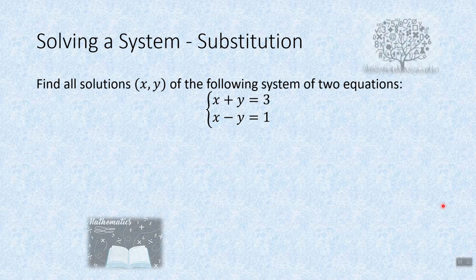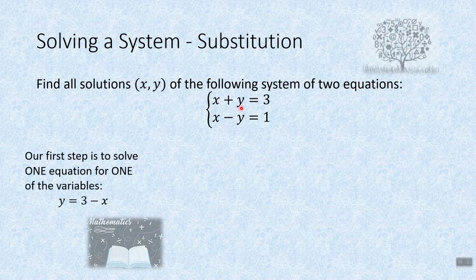We can also use an algebraic technique called substitution. So I went back to our original equation. We already know this answer is 2, 1. But let's see how we would do it with substitution. Our first step is to solve one equation for one variable. It doesn't matter which equation. It doesn't matter which variable.